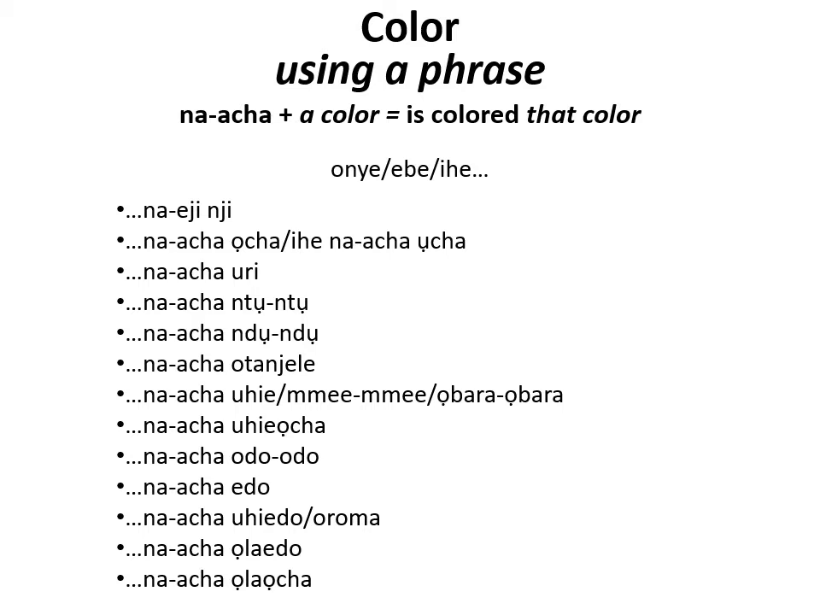So you can have ebe na-acha ntụ-ntụ or ihe na-acha ntụ-ntụ. Ebe na-acha ndụ-ndụ, ihe na-acha ndụ-ndụ. Ebe na-acha ọtangele, ihe na-acha ọtangele. Ebe na-acha uhie, or ebe na-acha mmemme, or ebe na-acha ọbara-ọbara. Ihe na-acha uhie, ihe na-acha mmemme, ihe na-acha ọbara-ọbara. Ebe na-acha uhie ọcha, ihe na-acha uhie ọcha. Ebe na-acha odo-odo, ihe na-acha odo-odo.